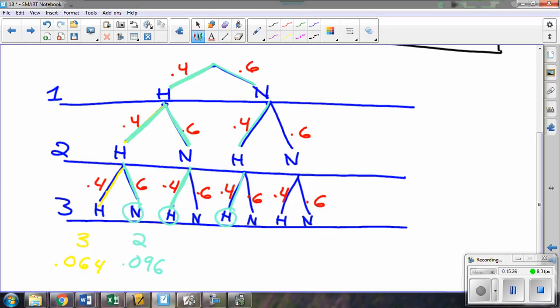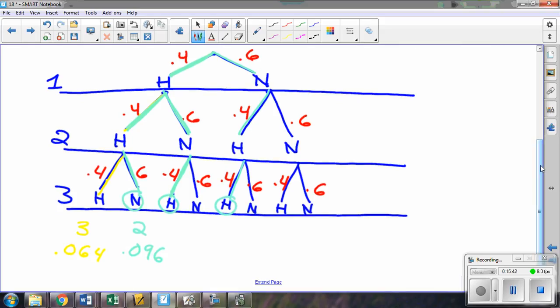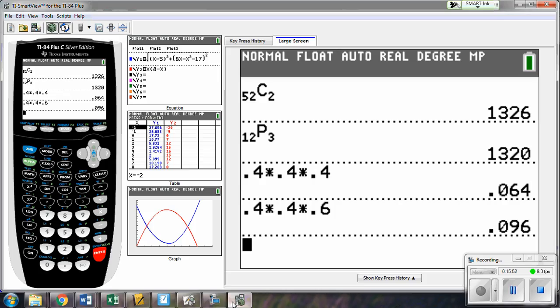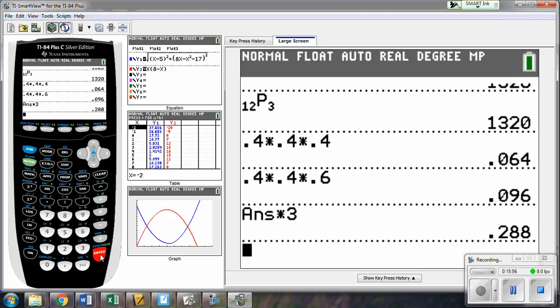Well, every path has this probability of 0.096. And since there are 3 paths, we have to multiply that by 3, which tells us that the probability of getting 2 hits is 0.288.